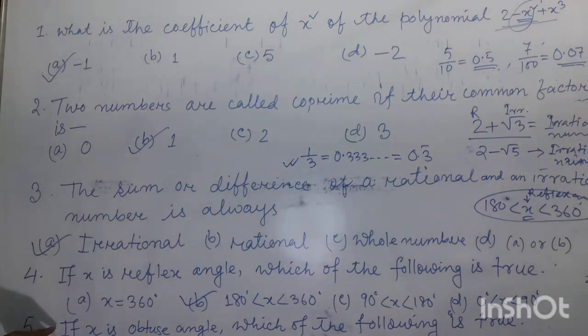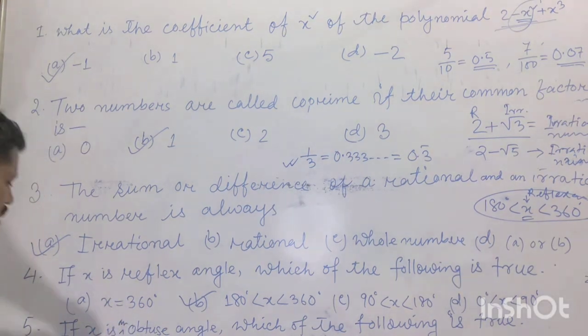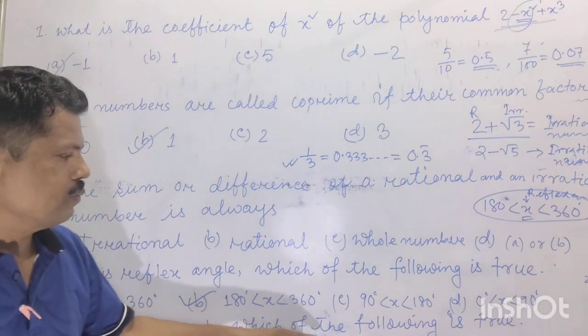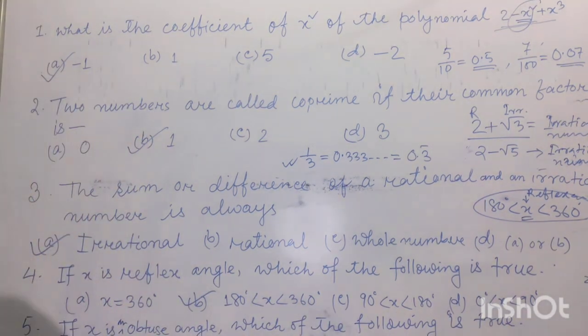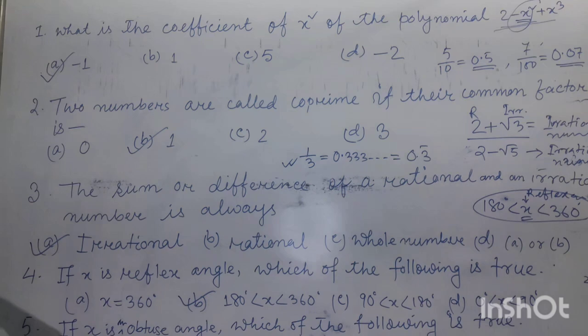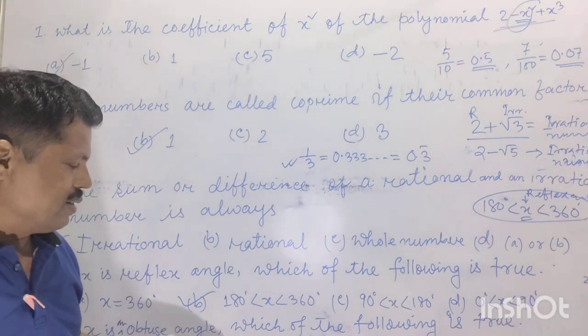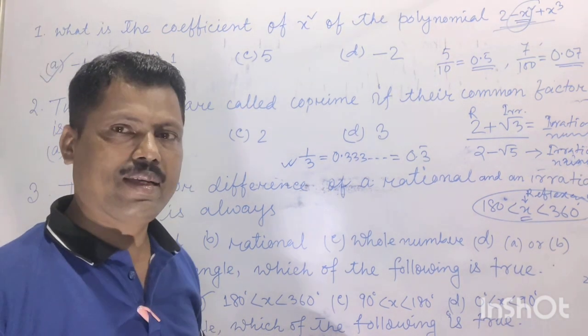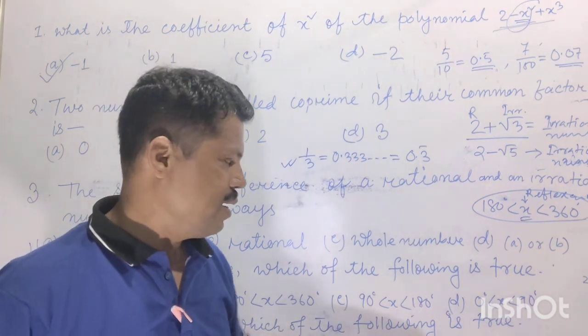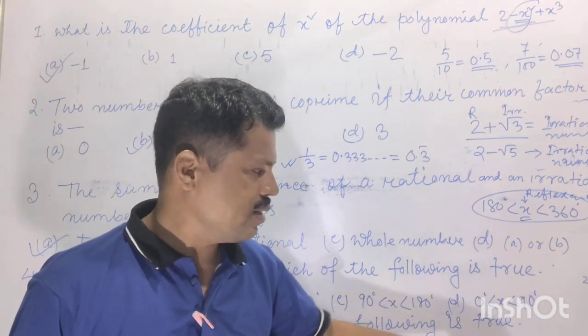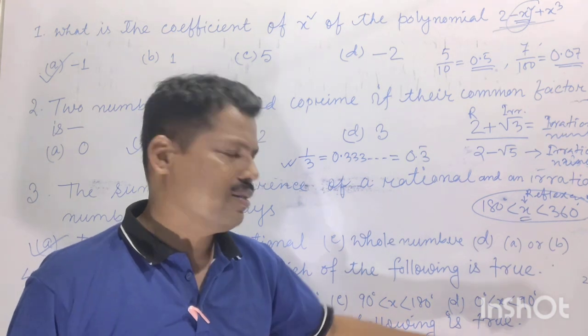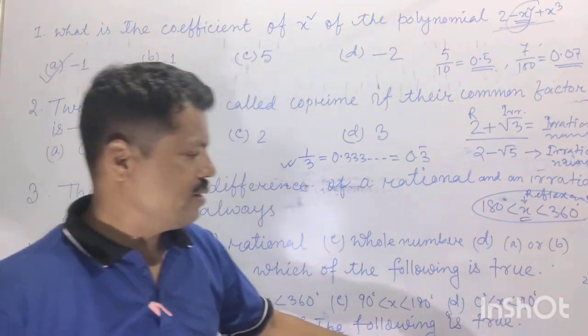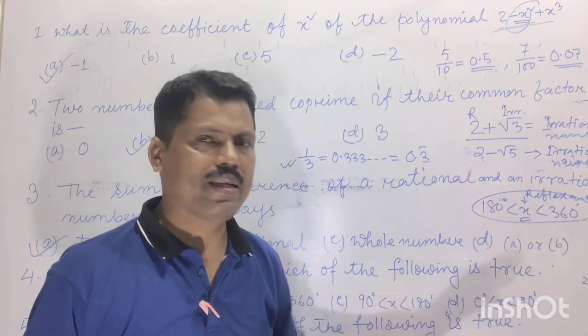Next, number 5. If x is an obtuse angle, which of the following is true? Option A: x equals 90 degrees. Option B: 90 degrees less than x less than 180 degrees. Option C: 0 degrees less than x less than 90 degrees. And option D is 180 degrees less than x less than 360 degrees.